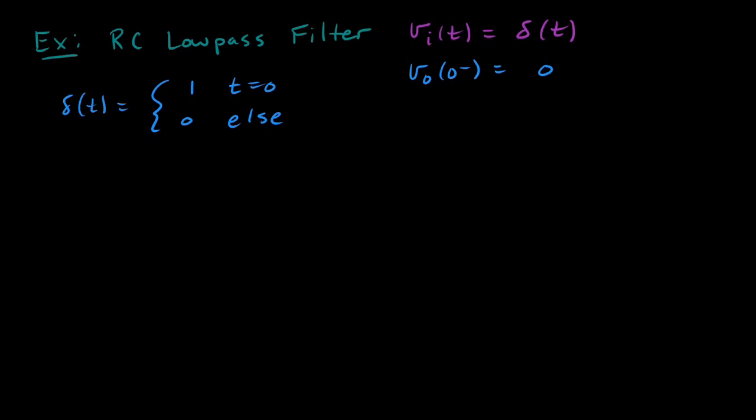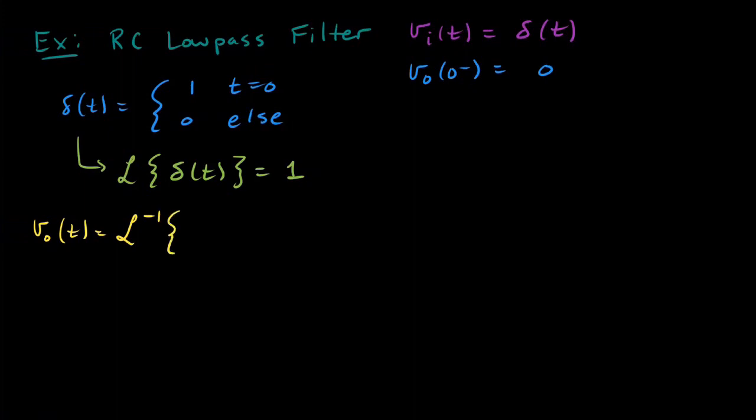All right, so if you recall, the Laplace transform of delta of t is just 1. Okay, so that's really convenient because the output then, V out of t, is just going to be, if you recall, the inverse Laplace transform of Vi of s, right?